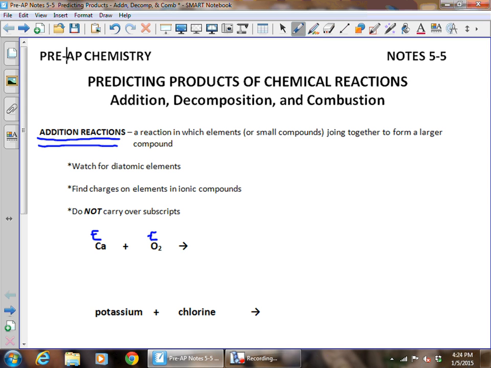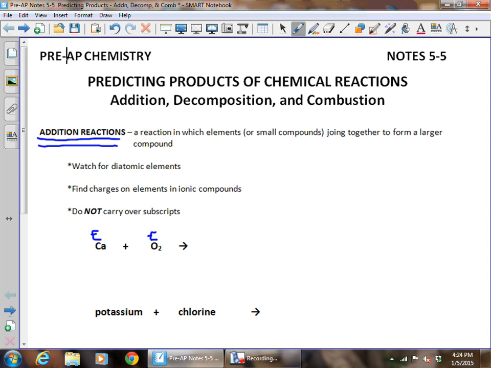reaction it is. I'm going to give you the simpler addition reactions, so there are always going to be two elements involved in this particular type of reaction. Now, some things to remember: make sure you watch for diatomic elements. Make sure you find charges on elements in ionic compounds, and don't carry over subscripts. Do not carry over subscripts.